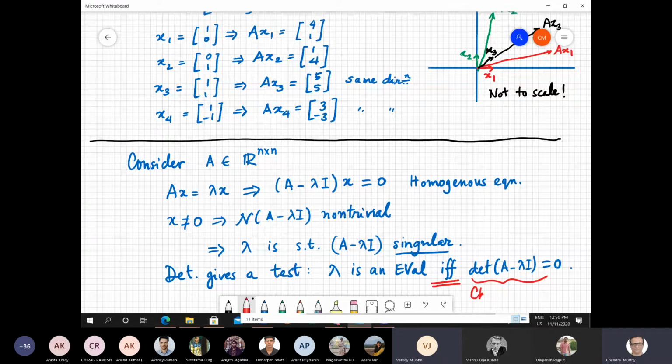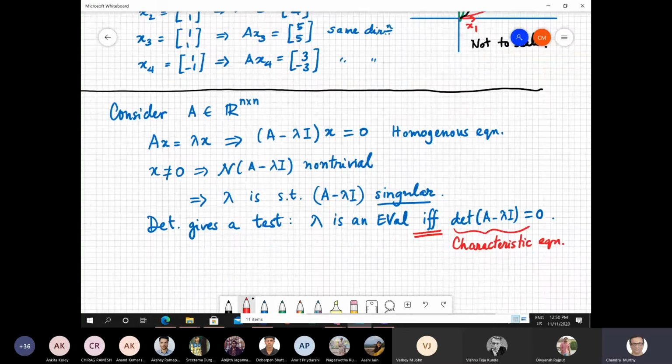Characteristic. Yes. It's called the characteristic equation. It's a polynomial of degree n. That comes about if you simply expand the definition of the determinant; you will see that this will be a polynomial of degree n. And corresponding to any eigenvalue lambda, there will always exist at least one non-zero eigenvector by definition.